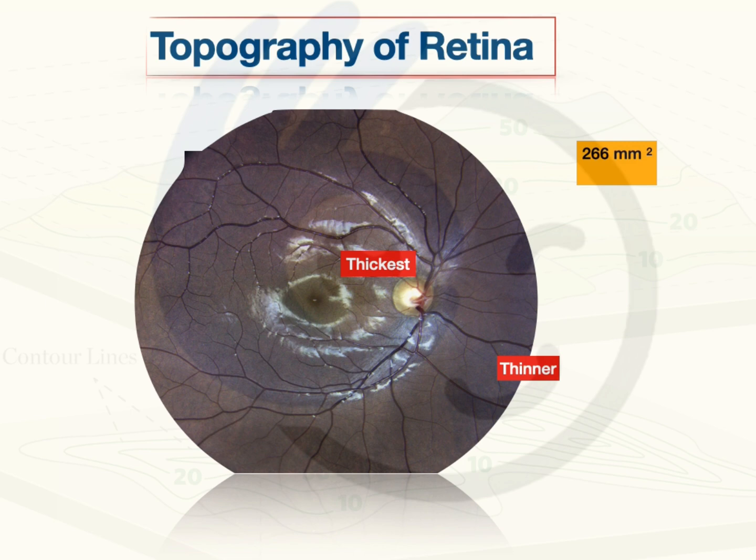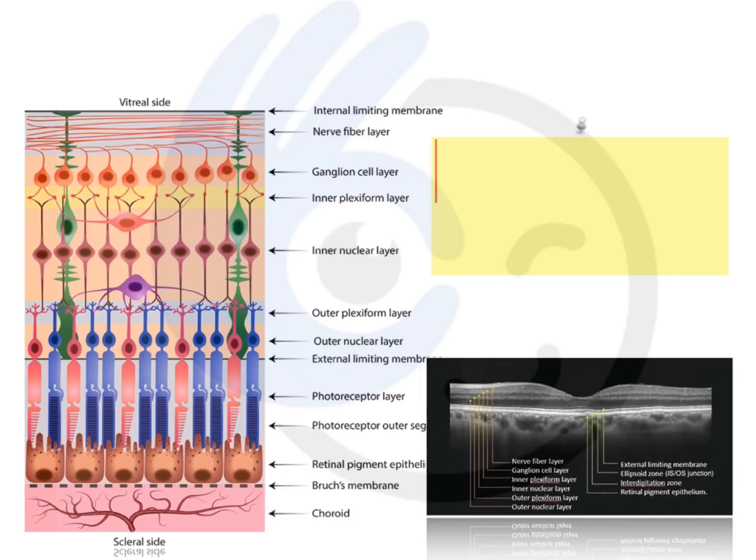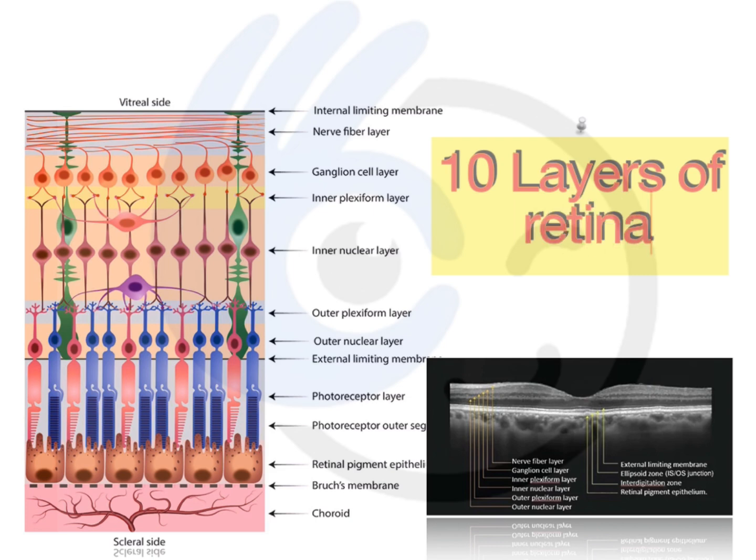The entire retina constitutes around 266 square millimeters, like a thin cloth, and it extends from the optic disc to the ora serrata. It is thicker at the optic nerve and thinner in the periphery. This is the reason why, when the eyeball expands, degenerations are more common in the peripheral retina, like in myopic eyes. We have 10 layers of the retina.